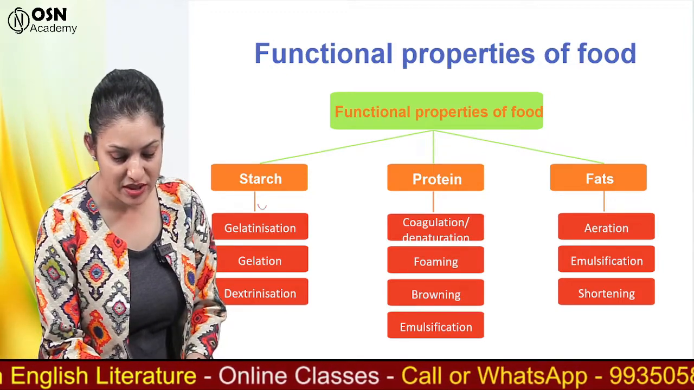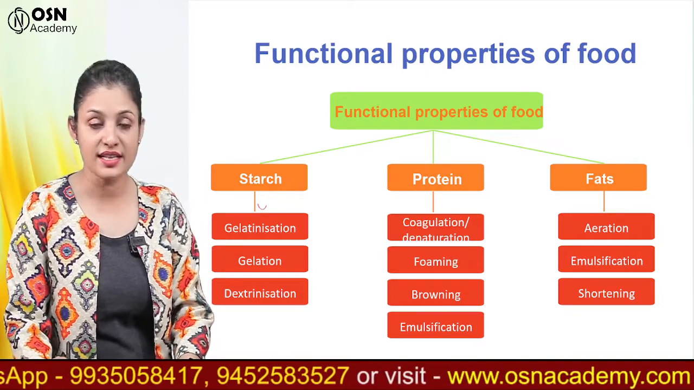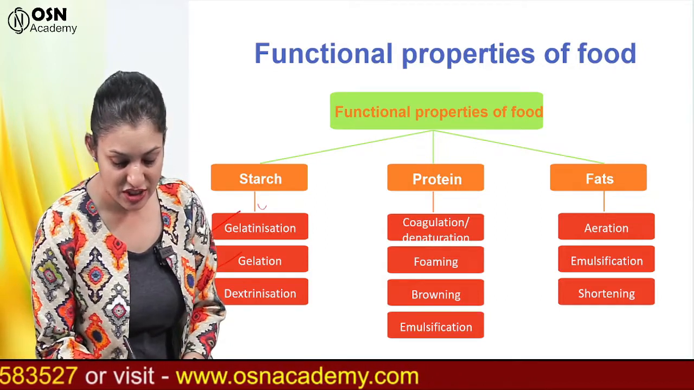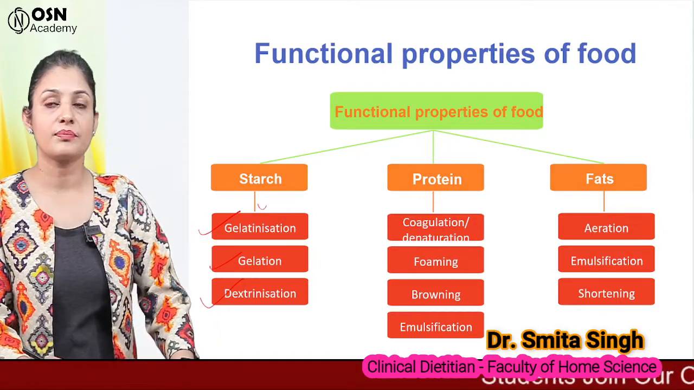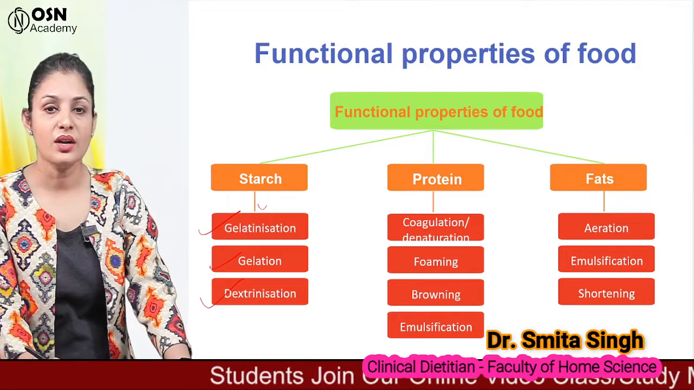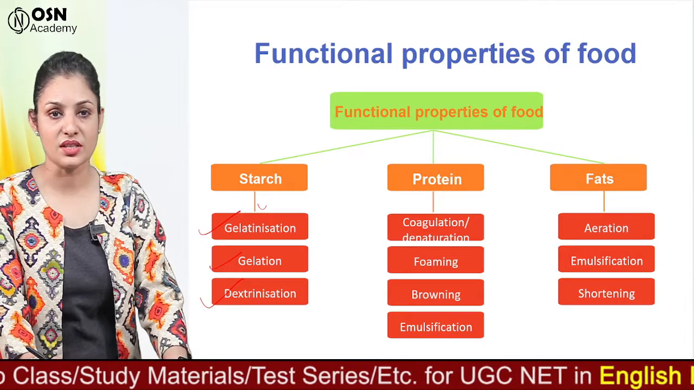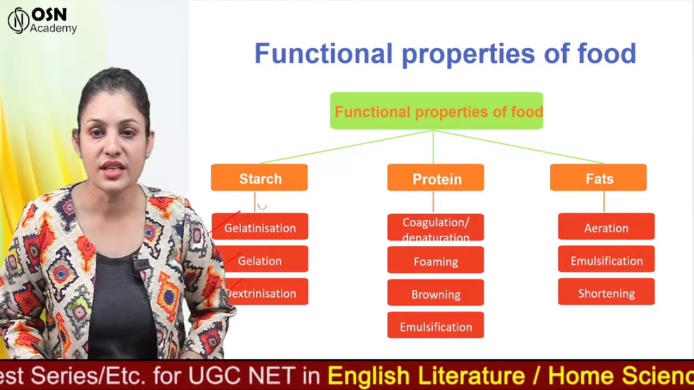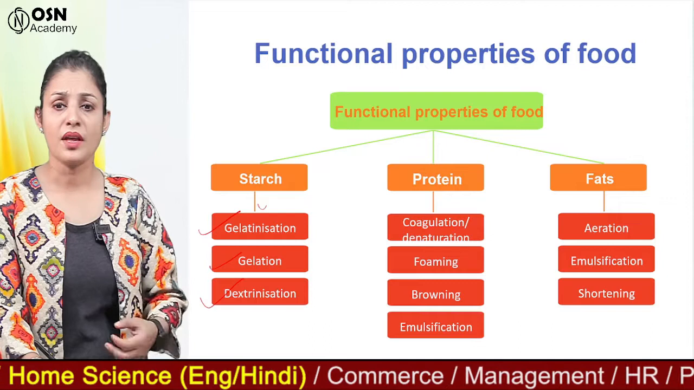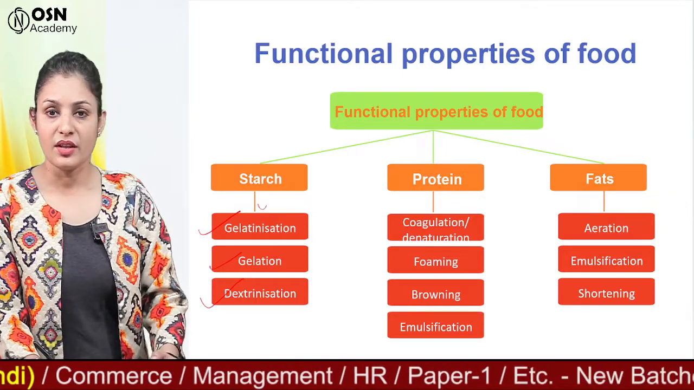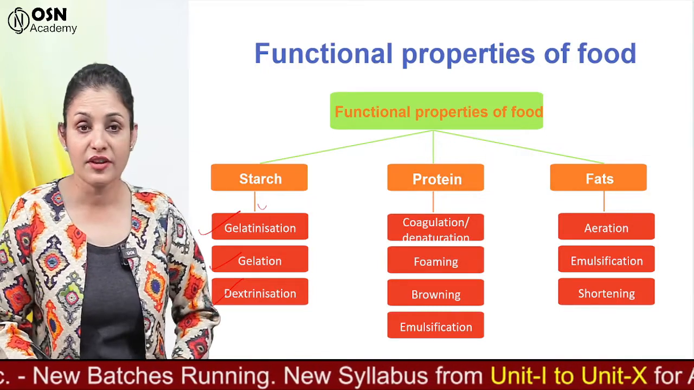Okay, how many chemical processes are there in starchy products? They are gelatinization, gelation, dextrinization. It depends on the response, what stress we are giving to that starch product. These are the processes which deal with starchy foods. When we talk about proteins, it is coagulation or denaturing of the protein, foaming, browning and emulsification. So we'll talk specifically about each and every process in our further slides.